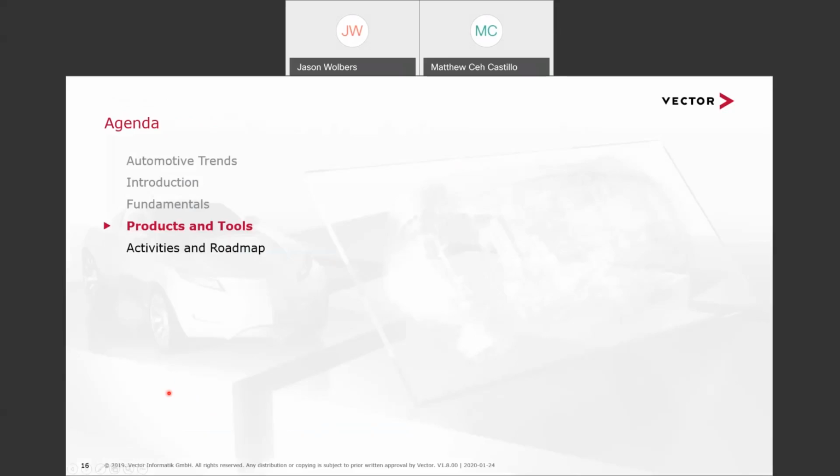Okay, so let's take a look at the tooling involved here and a bit of the workflow. So how you approach designing for adaptive AUTOSAR.